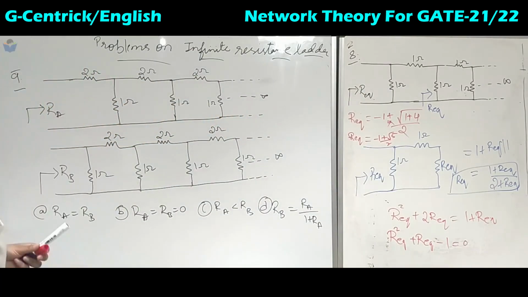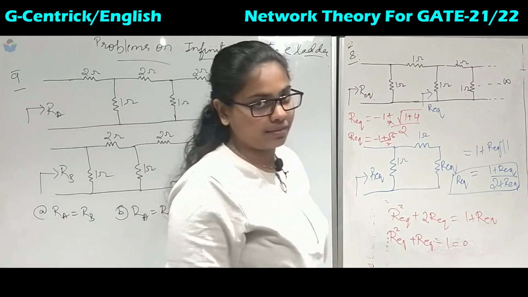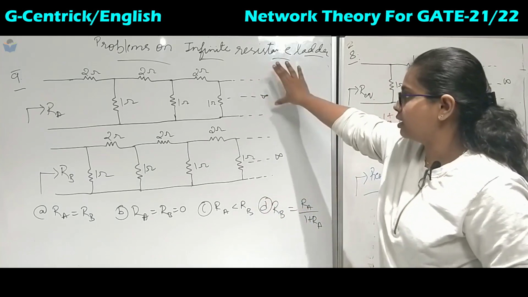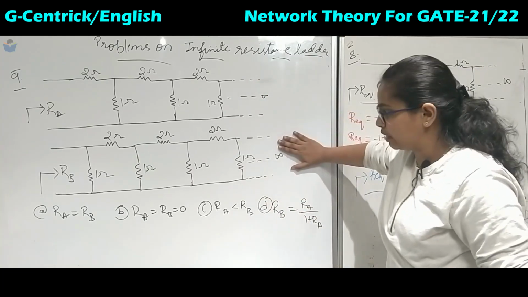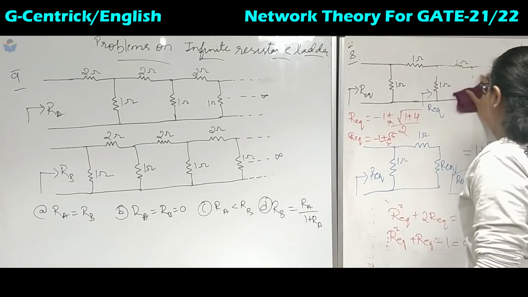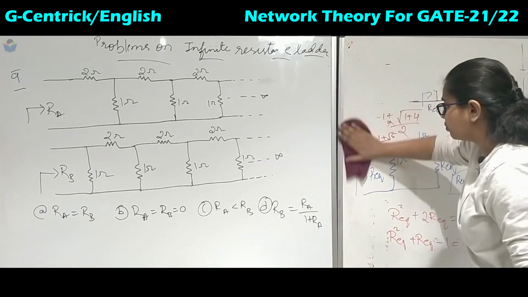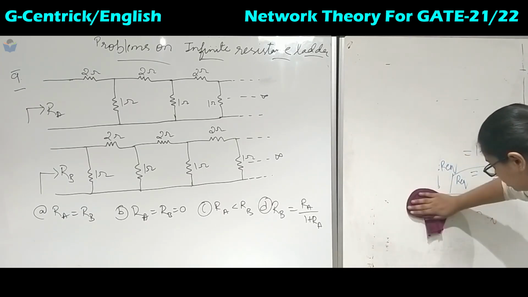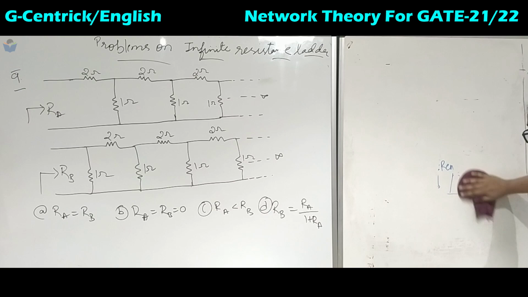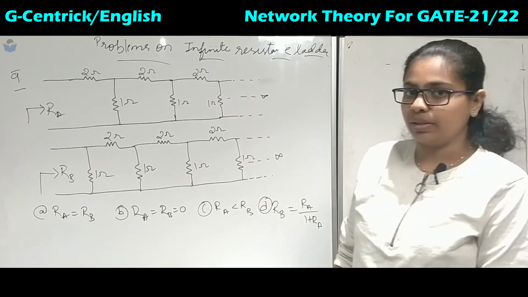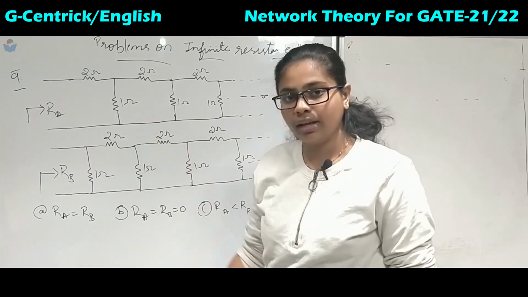Coming to question number 9, here also they have asked us to find the R equivalent, and they have asked us to find the relation between this R equivalent of A and R equivalent of B. We need to find the relation between these two. If we have to solve individually for each circuit, finding RA and finding RB, then finding the relation, it will take time, because we will get quadratic equations.